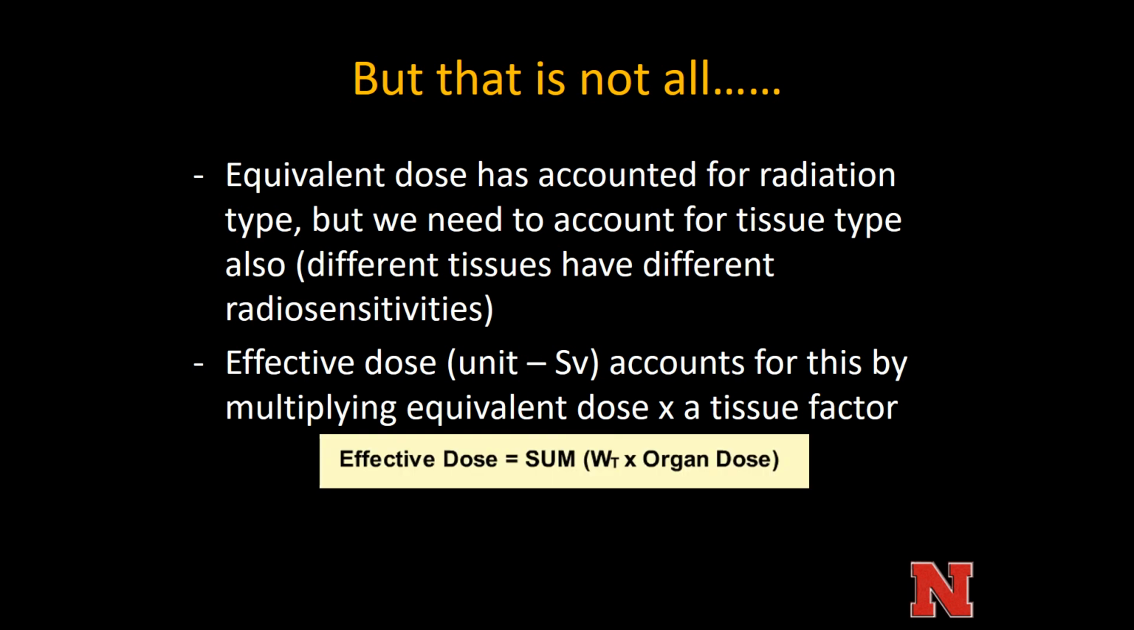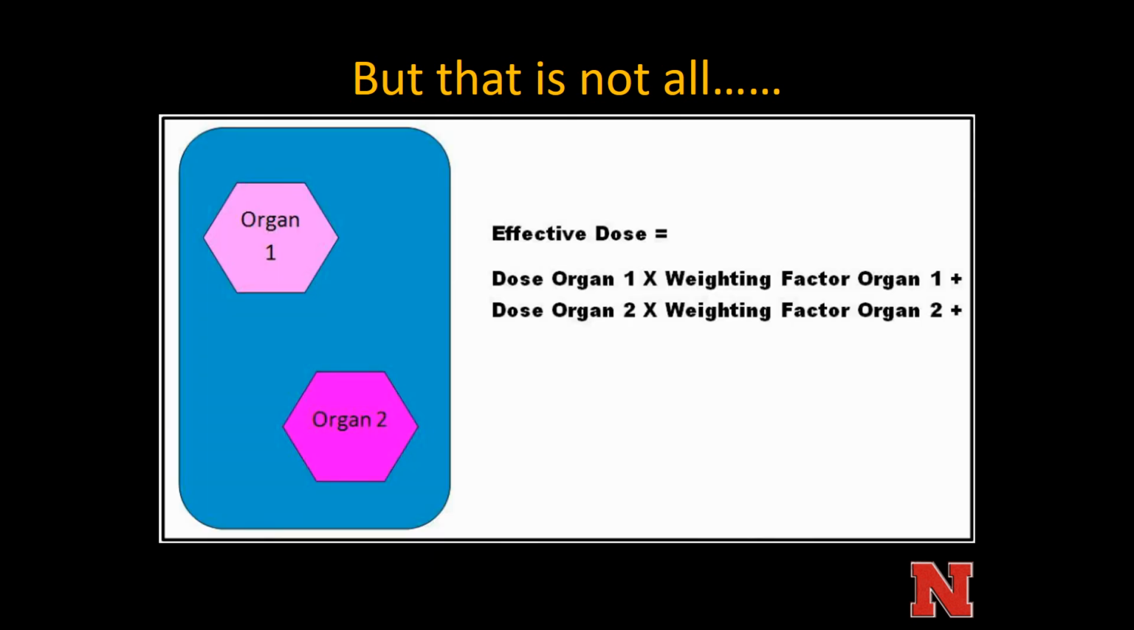The effective dose is just the sum of the weighting factor times all the individual organ doses. So if you have 2 different types of organs being exposed, the effective dose is the dose to organ 1 times its given weighting factor, plus the dose to organ 2 times its weighting factor. And you add all those up and you have your overall effective dose.